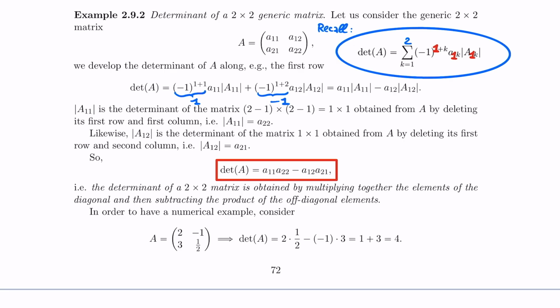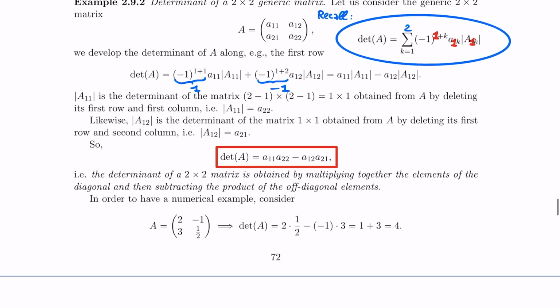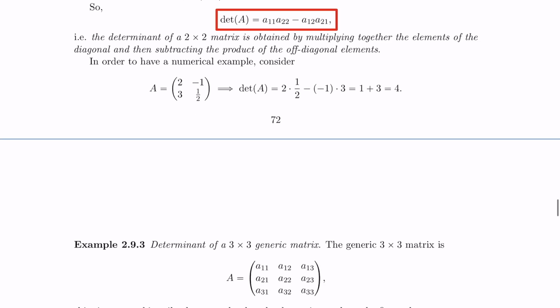So we have found that the determinant of a square matrix of order 2 is very simple to obtain. That is, we have to multiply together the elements of the diagonal, like this, and then we have to subtract the product of the off-diagonal elements, like this. If you want a numerical example, consider this matrix here, then you can repeat the computations that are written here, and you will find that the determinant is 4.